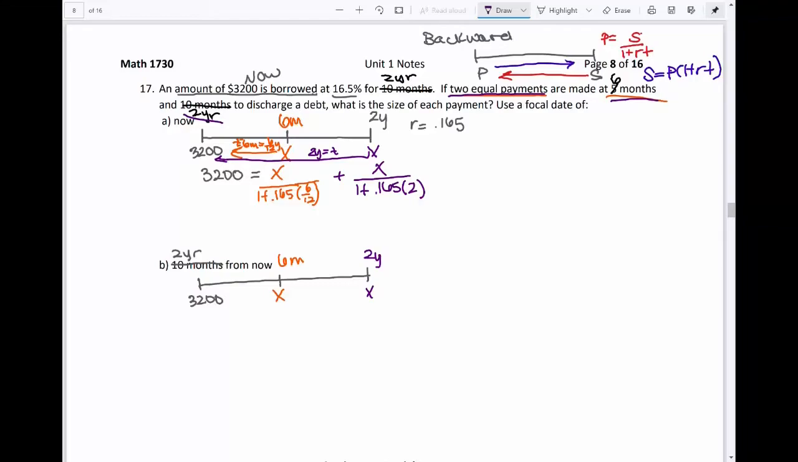Before we can do that in a calculator, since we have 2 X's, we have to figure out what the coefficient is on X. So we're going to factor out the X. So this is going to become 3200 equals X, and then this is really X times 1, so we get 1 over 1 plus 0.165 times 6/12. And again, you can reduce that, but you don't have to. Let the calculator handle it. And then this is going to be our coefficient. So it's a little bit different than the previous problem because we have that added step of factoring the X's, because we want one copy of X, we don't want it on both sides. So let's find the coefficient on the calculator.